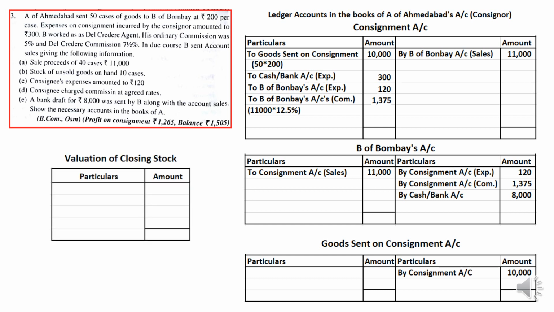We need to do the valuation of closing stock. So I have prepared a table, that is closing stock. How many units left over? 10 units. What is the cost of each unit? 200. That comes to 2,000 rupees.